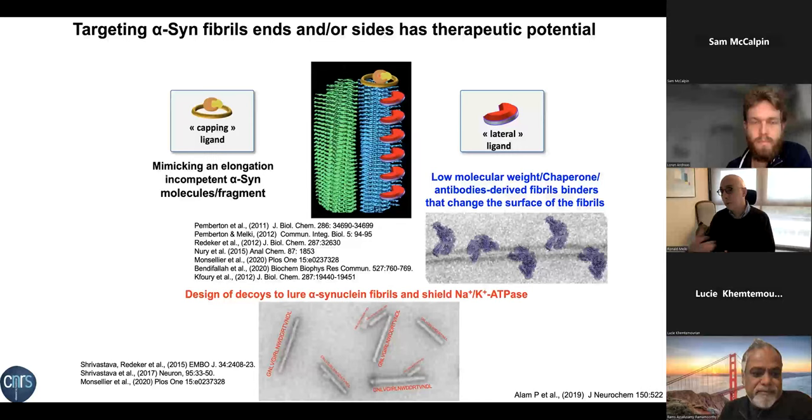So we have been working with bits and pieces of the sodium potassium ATPase. These bits and pieces are the region through which the fibrils interact with the sodium potassium ATPase. We have also been working with bits and pieces of HSC70, which we showed to interact with alpha-synuclein fibrils and to interfere essentially with their binding and uptake by cells. This is to summarize all I showed you.